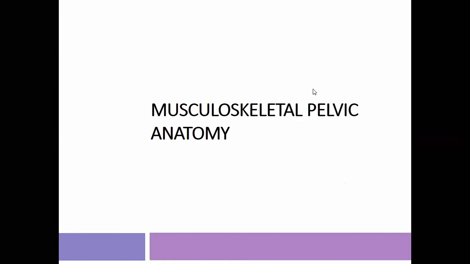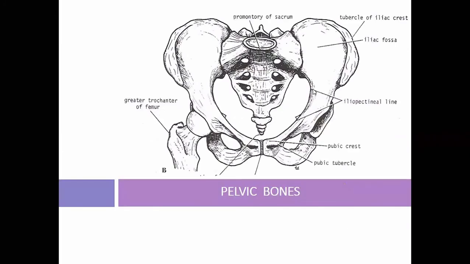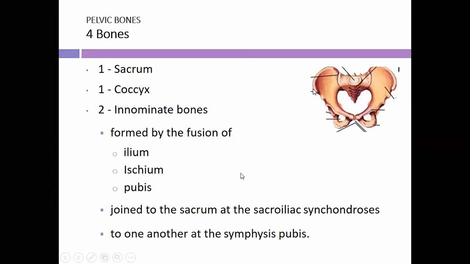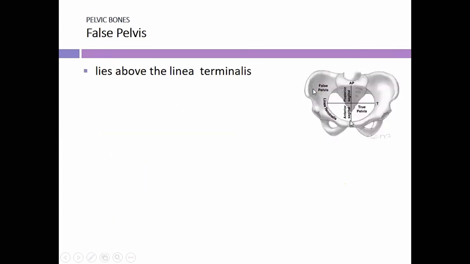Now, aside from the different organs of the female reproductive tract, we also consider in the anatomy the musculoskeletal areas or the pelvic structure for females. So the pelvic bone, there are four bones of the pelvis. There is the sacrum, the coccyx, and two innominate bones. Innominate means there are no names, because the innominate bone is composed of the ilium, the ischium, and the pubis. This is the ilium, the ischium, and the pubis. Now they are joined together by synchondrosis.